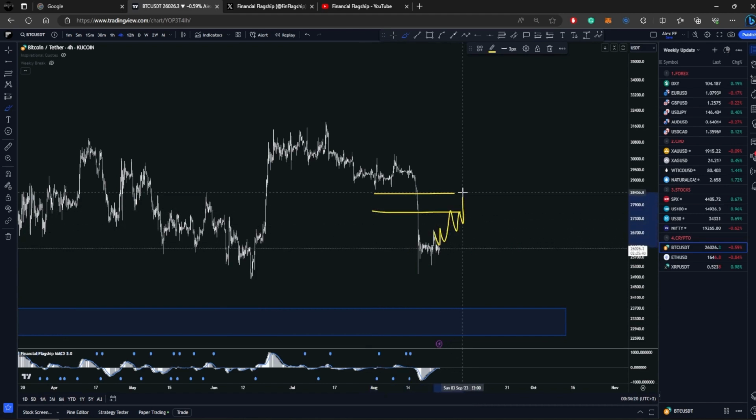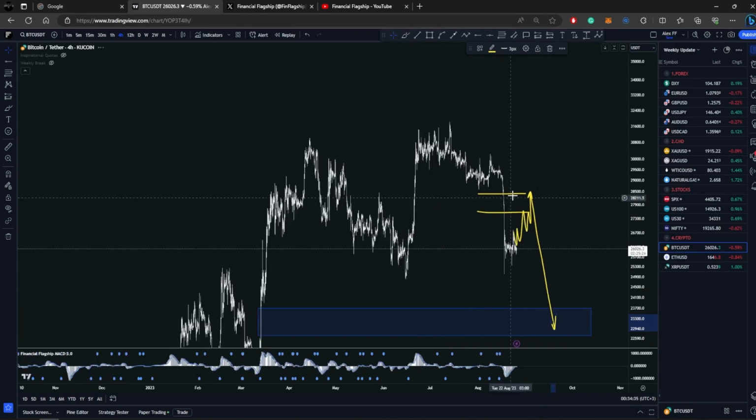Even if it goes like this, I'm not going to be buying it. I'm going to be waiting patiently for my level here. Short term, I'm bearish on Bitcoin. Medium term to long term, I'm bullish. I'm expecting this one to hit $35,000 level, even 40K if we're lucky, and then we'll see what happens.